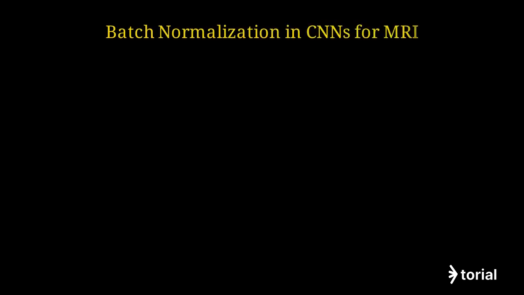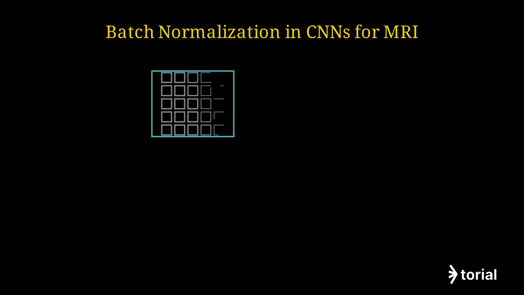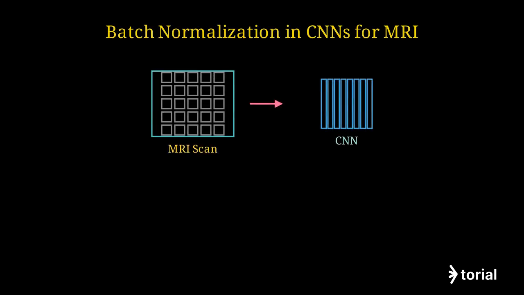Understanding how batch normalization solves critical problems in deep convolutional neural networks trained on medical imaging data. When training convolutional neural networks on grayscale MRI scans, we face unique challenges that batch normalization helps address.